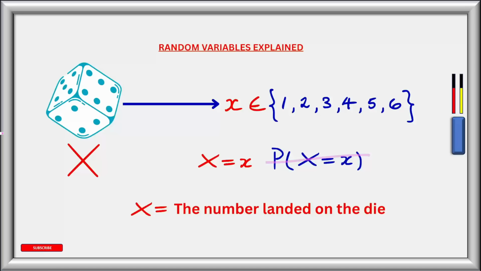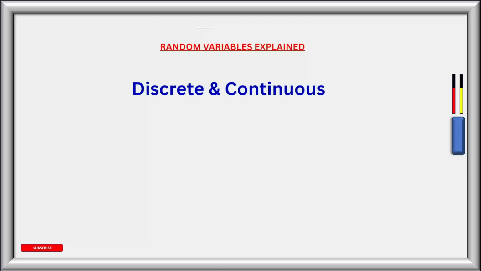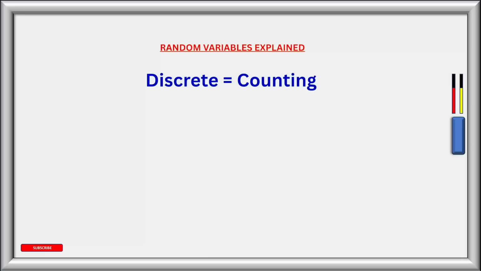So when you see the probability that capital X equals lowercase x, as shown here, it simply reads, what's the probability that our die roll capital X turns out to equal the specific face value of lowercase x? Random variables are split into two main categories, discrete and continuous. First, let's take a look at discrete random variables.